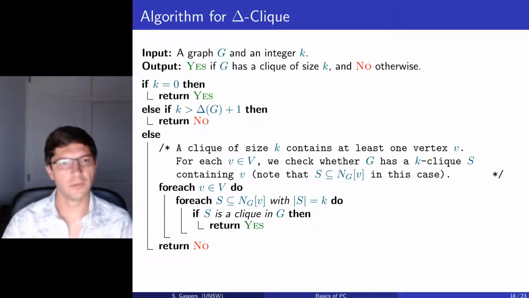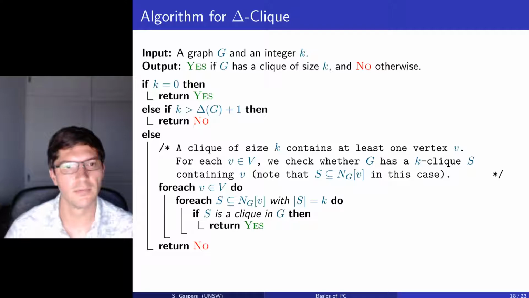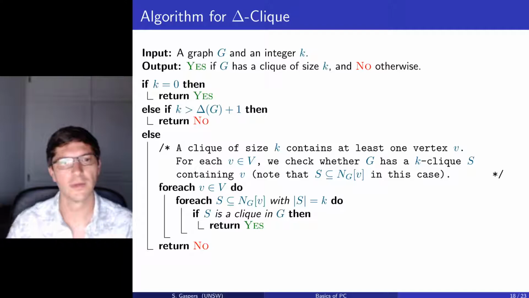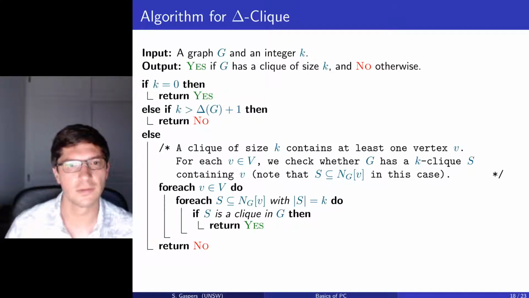Now, what will the algorithm do? It will go through each vertex v in the graph and check for each subset S of the closed neighborhood of this vertex with the size of S being equal to k, whether S is a clique in the graph. And if so, we return yes. If none of these checks reveal such a clique S in the graph, then we return no. So for each vertex, we just check each local neighborhood and check whether there's a clique that contains this vertex. And if none of these checks succeeds, then we can return no.